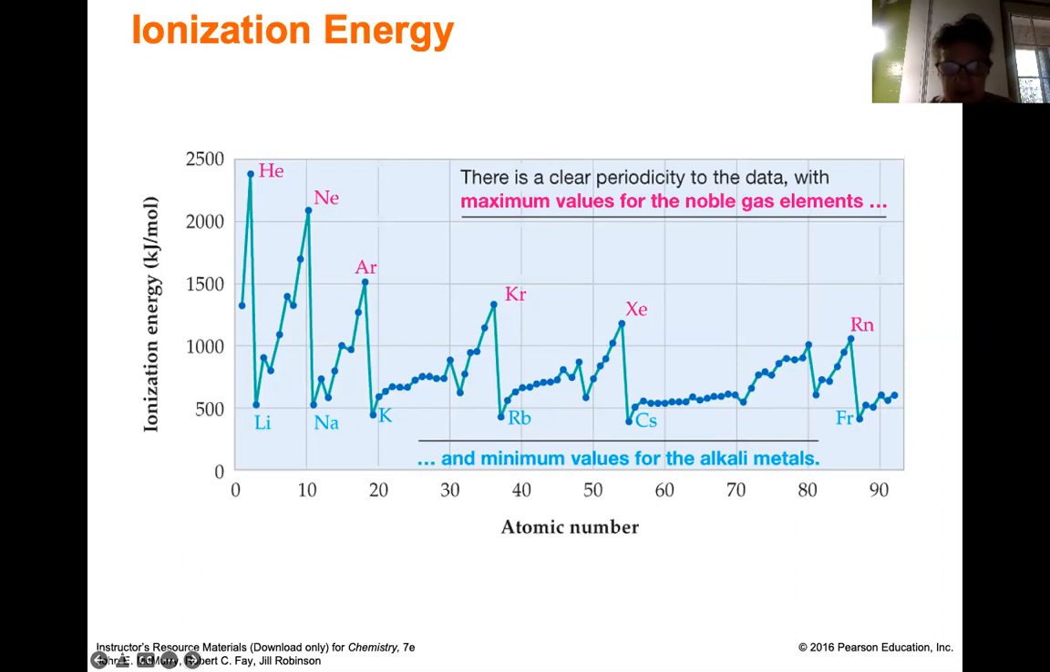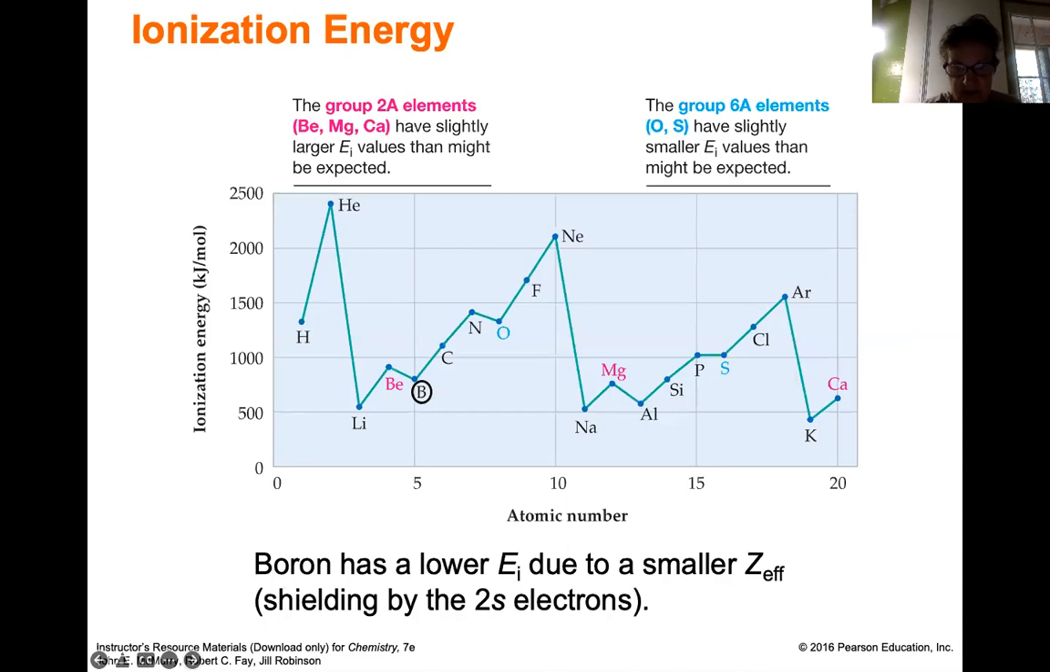But you see little glitches, and those little glitches have to do with the electron configuration. For example, lithium to beryllium to boron. Beryllium has a higher ionization energy than boron, because boron has a smaller effective nuclear charge.